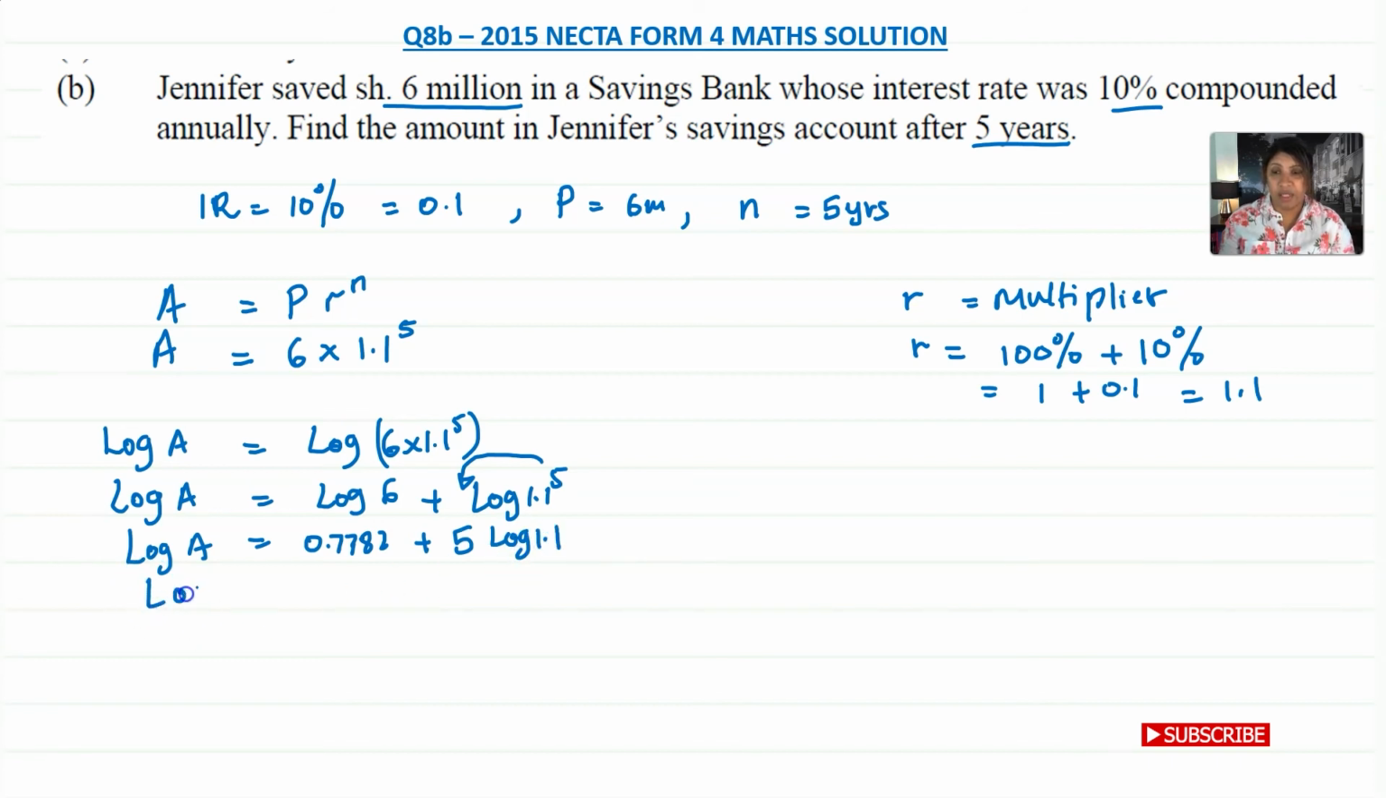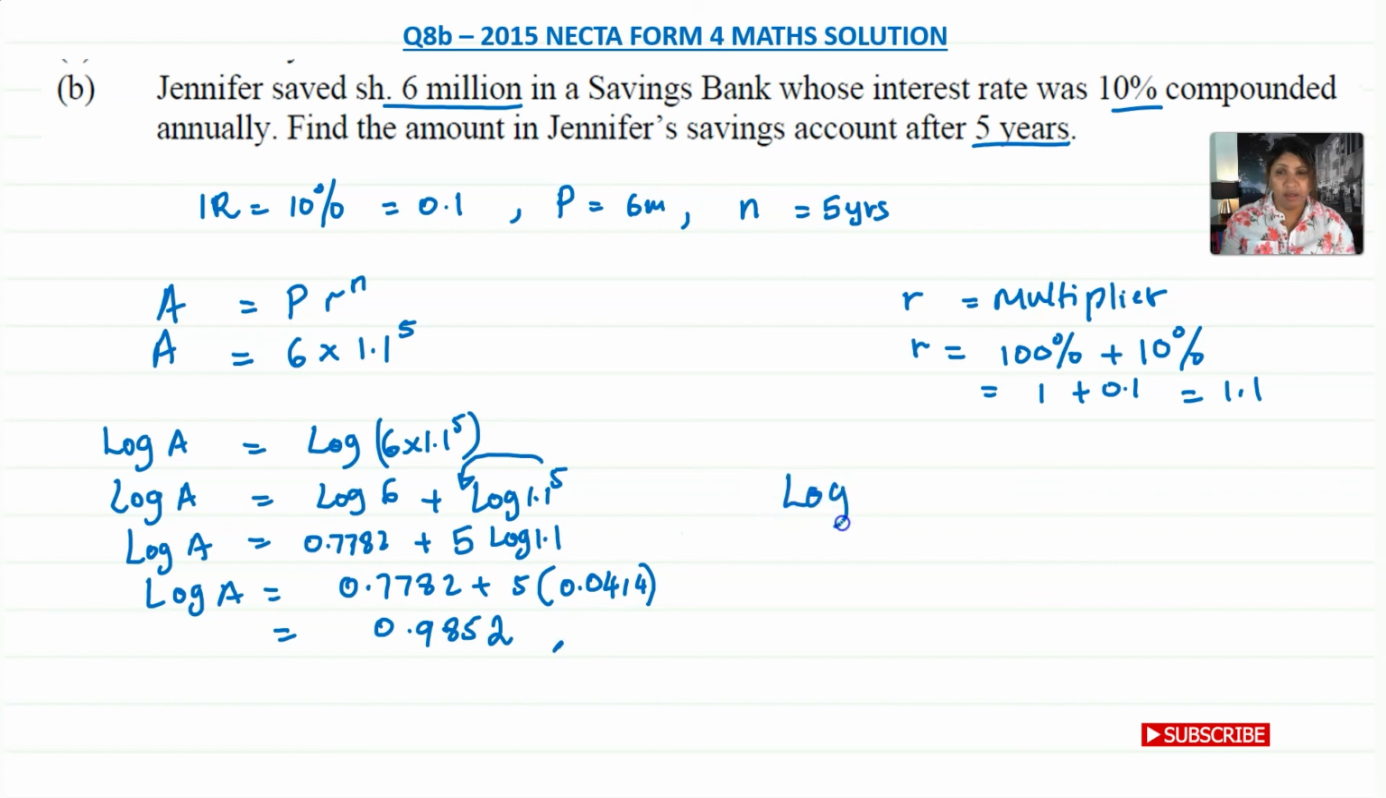Okay, so we carry on and say log A is equal to 0.7782 plus 5 times log 1.1. What is log 1.1? It is 0.0414. If we work this out and calculate 5 times this, altogether you will get 0.9852. So now we have log A is equal to 0.9852.